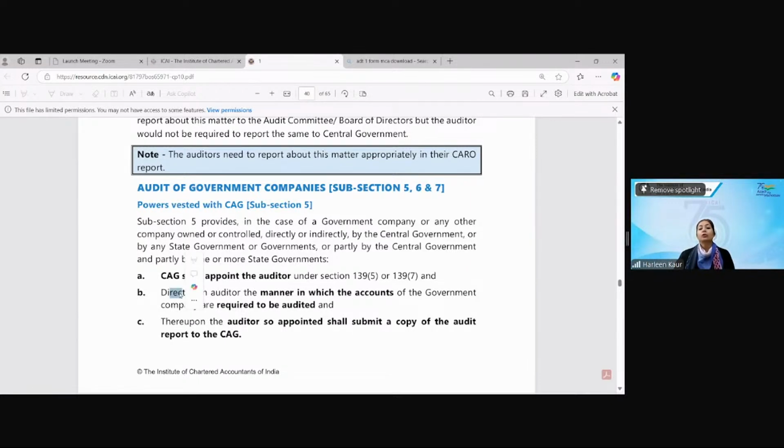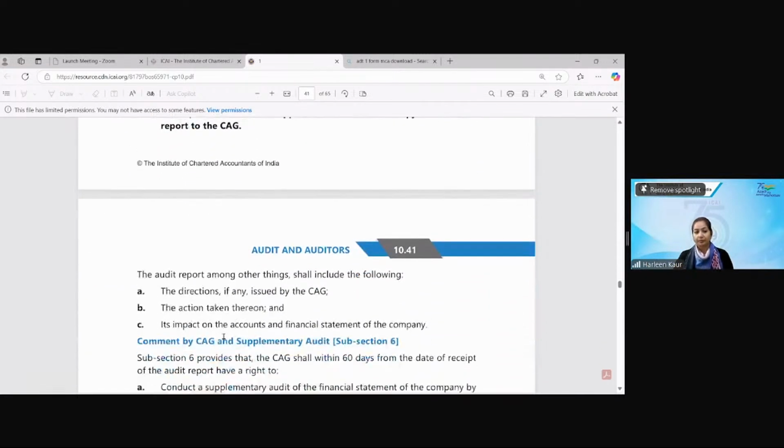C&AG will direct how the audit has to be done. And then after doing this audit, they will submit their copy to the C&AG. So C&AG will appoint the auditor and give directions on how the accounts of the government company are to be audited, and then the auditor so appointed will submit a copy of the audit report to C&AG.